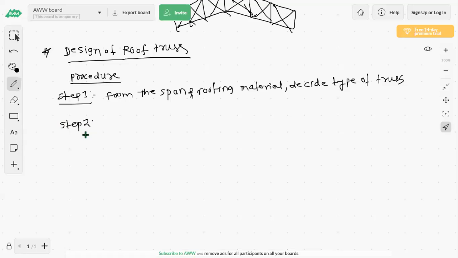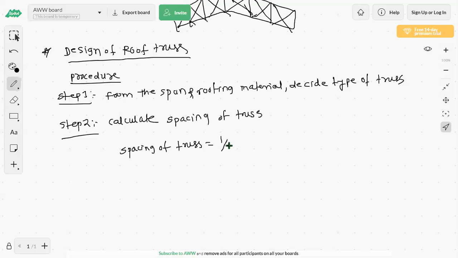Now step 2, calculate spacing of truss. So we have seen in the different terms, the spacing of truss is equal to 1/3 to 1/5 of span.